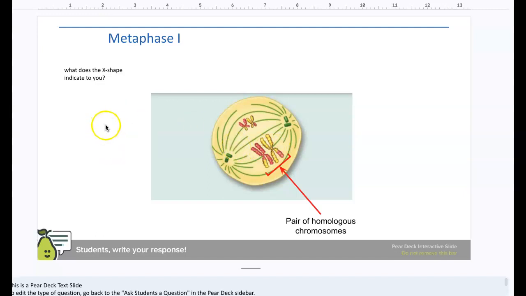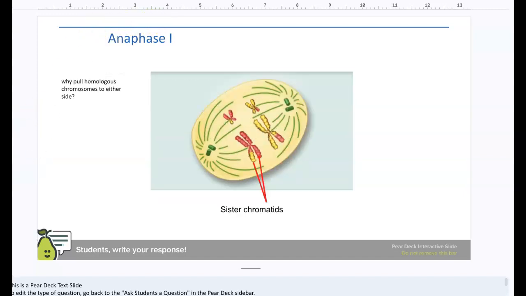Now, once again, I'd like you to take a small second and tell me in your pair deck, what does the X shape indicate to you? All right, and remember, when you are in the X shape, that means you've been duplicated, so we have twice the amount of genetic information.